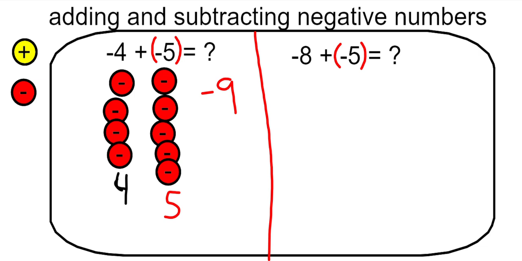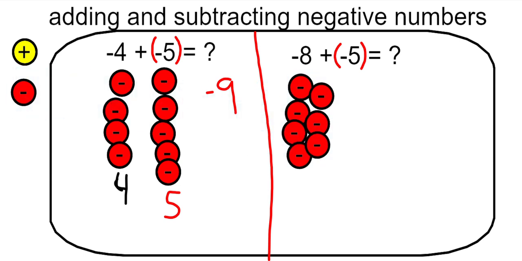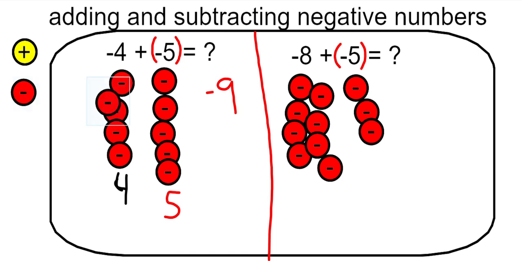Let's continue on with the same thing on the other side. Here we have a -8 plus a -5. We can do the same thing. Let's start off with our -8. So 1, 2, 3, 4, 5, 6, 7, and 8. And we are going to add another -5. So we're going to add 5 more negatives: 1, 2, 3, 4, and 5.